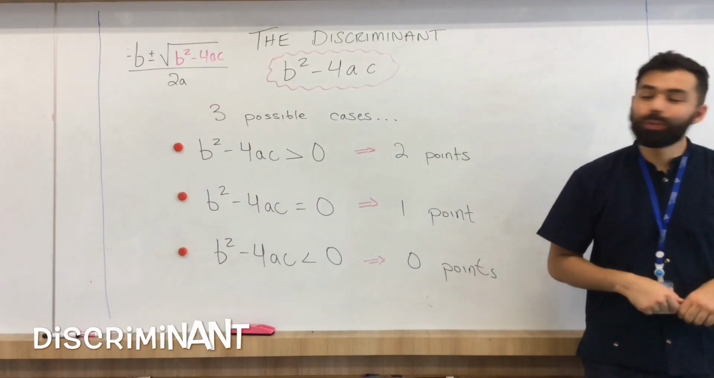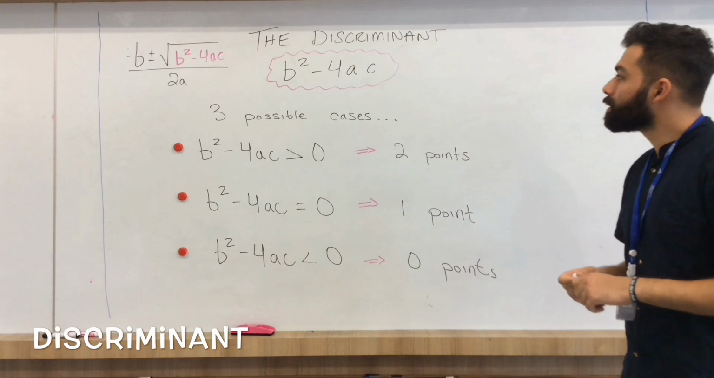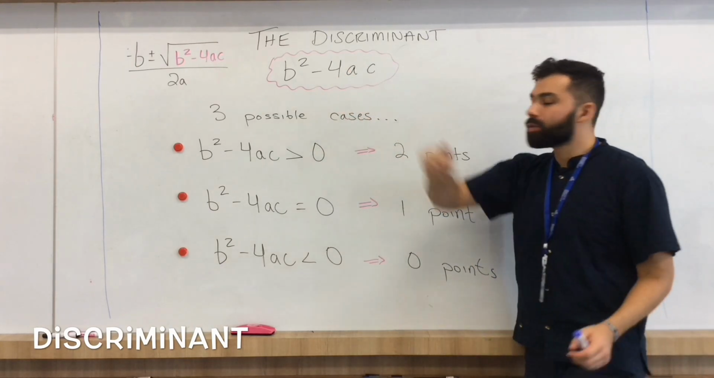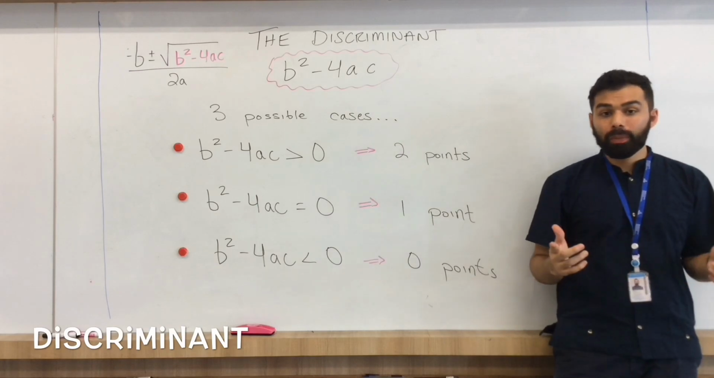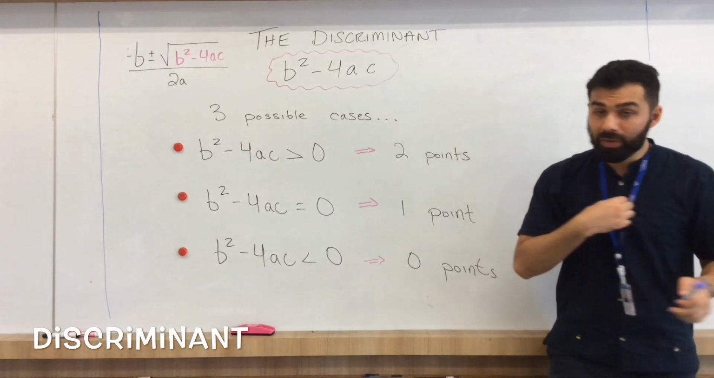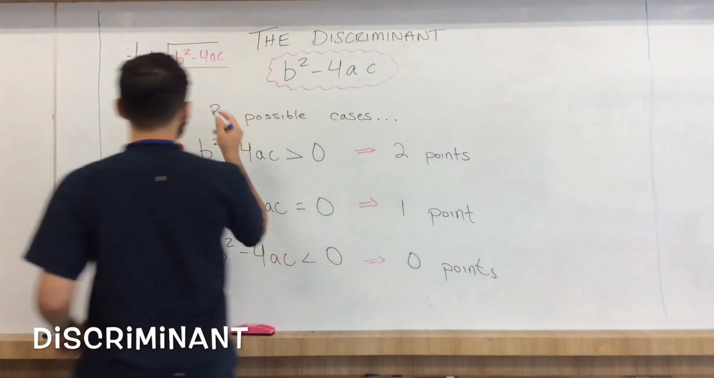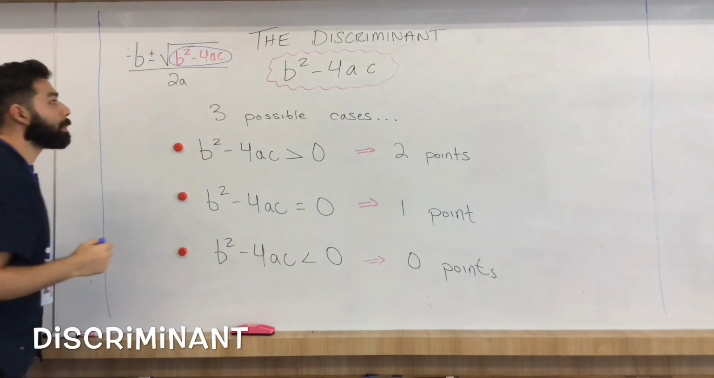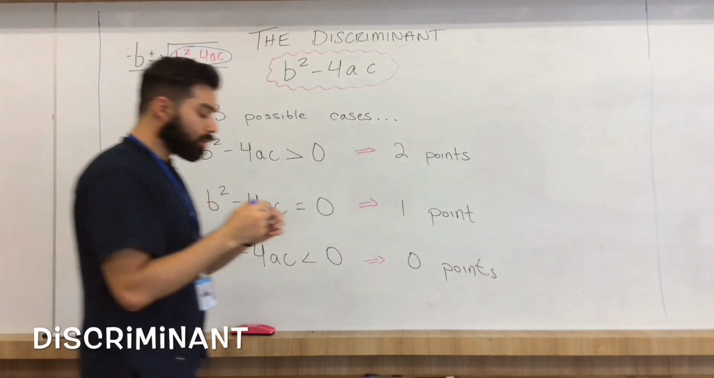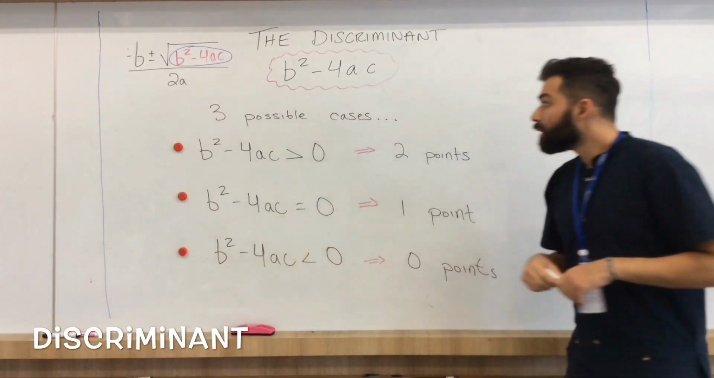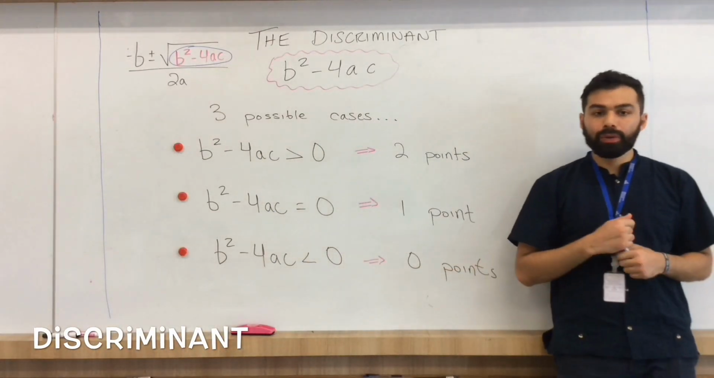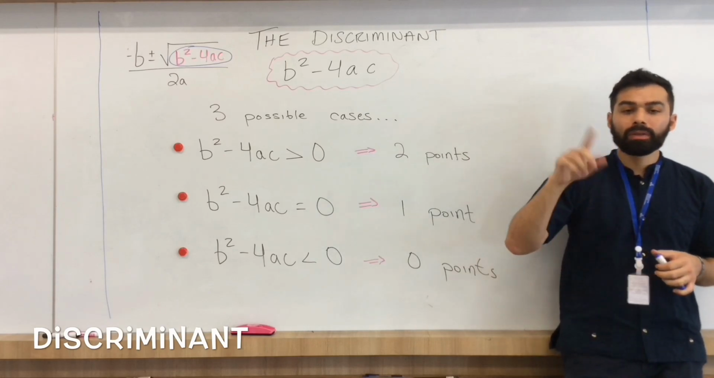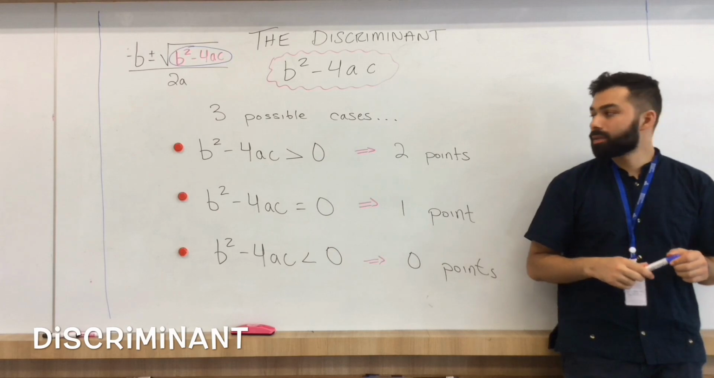So what we're going to explain next is a concept called the discriminant, which is b squared minus 4ac. Now, if you remember, this should look pretty familiar because it's a part of your quadratic formula. So that part right there. Now, the reason why this is important is because it tells you how many solutions you will have. So how many points or how many times it'll hit the x-axis.